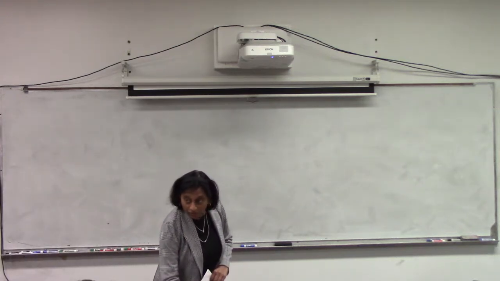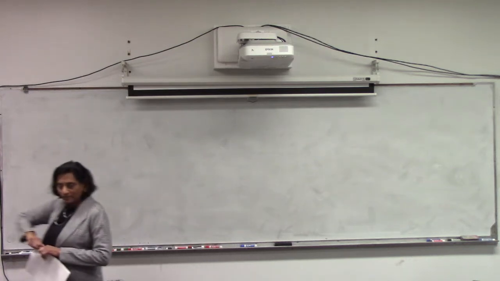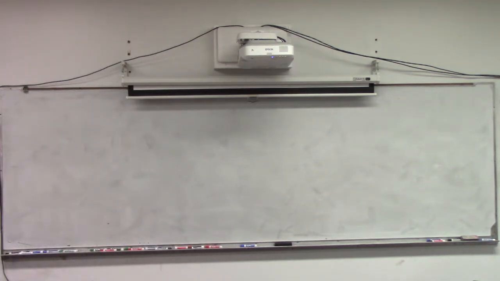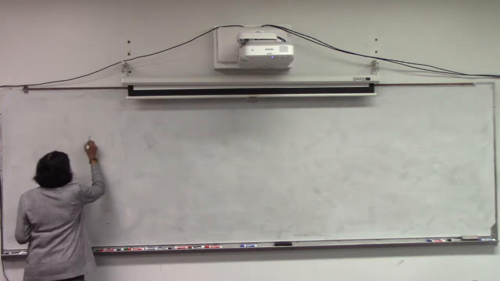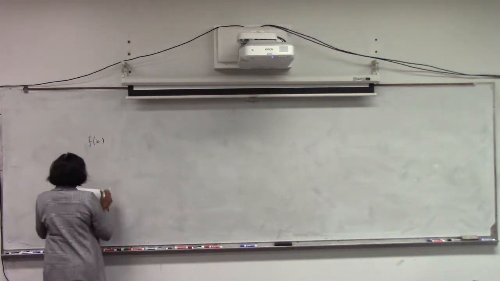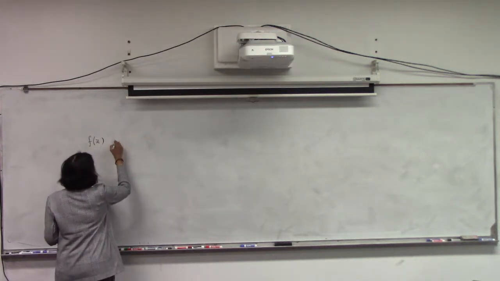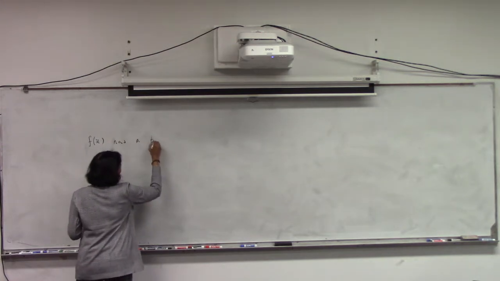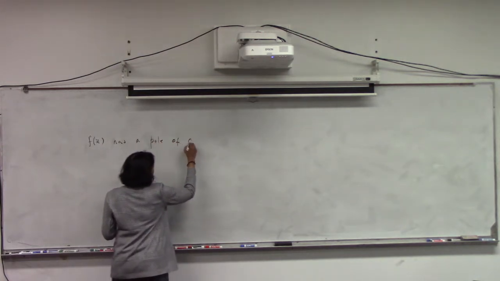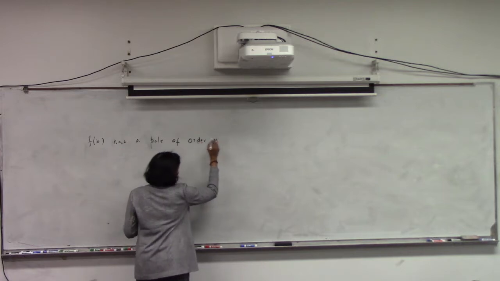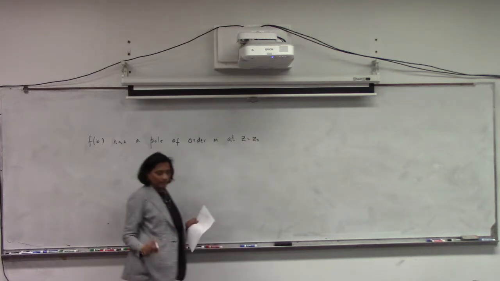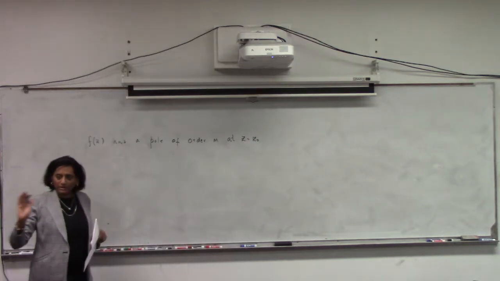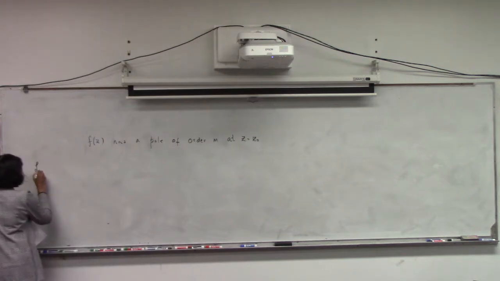If a function f of z has some singularity within a domain, the expansion that we give is the Laurent series expansion. So f of z, say, has a pole of order n at z equal to z naught, then the corresponding series expansion that I can give is the Laurent series expansion. This is what we did.